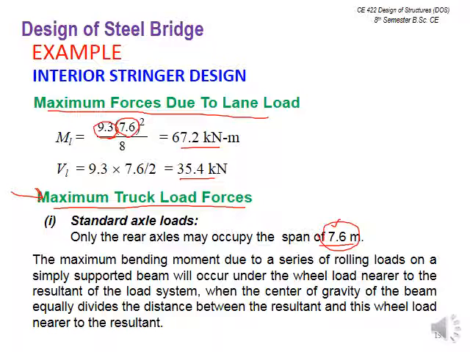So you have to select any two wheels. Because the distance between the wheels is 4.3, 4.3 plus 4.3 will be 8.6, which is greater than 7.6. So only in that particular span can you accommodate 2 wheels.